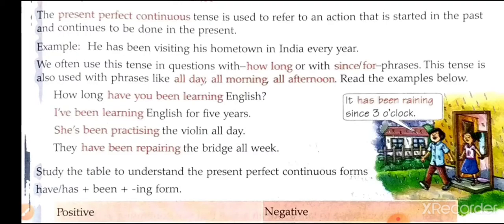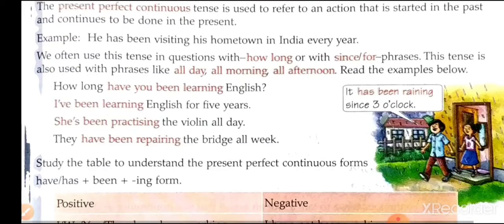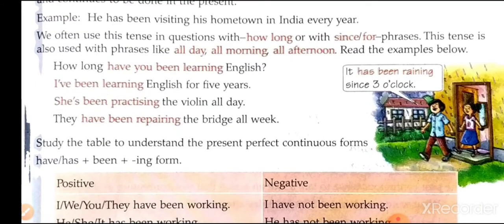Read the examples below. How long have you been learning English? I have been learning English for 5 years. She has been practicing the violin all day. They have been repairing the bridge all week. Just check out the conversation, the picture. It has been raining since 3 o'clock.